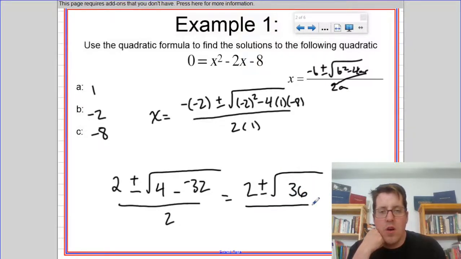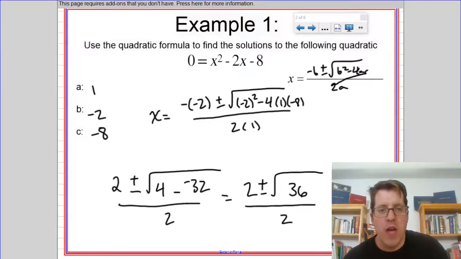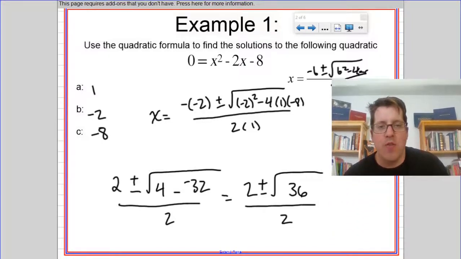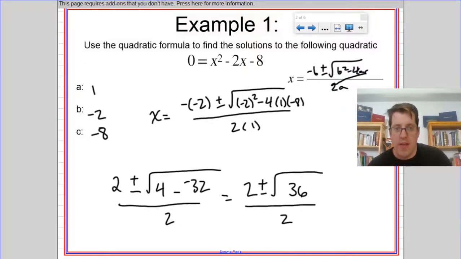36 all over 2. I want you to notice that I have not touched that over 2 yet. I'm not simplifying that down or anything. I'm just leaving it where it is. I'll handle that later. Okay. I know the square root of 36 is 6. So 2 plus or minus 6 over 2.